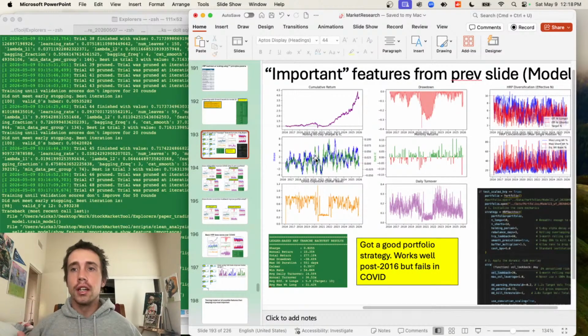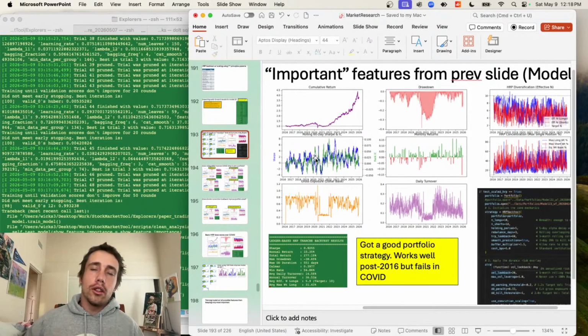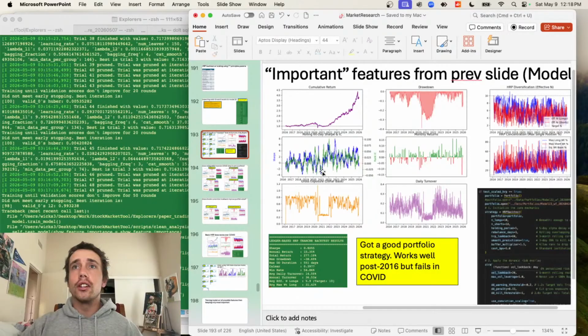No longer is it this binary thing where it does well at early times but poorly on later times, or well on later times but poorly on early times. Now it's doing well on the whole time range, but it's failing during COVID, which was a unique event. So I looked more into this, and it turns out it's not failing when the COVID crash happens. It fails during the COVID recovery because it's going short on things that it shouldn't go short on.